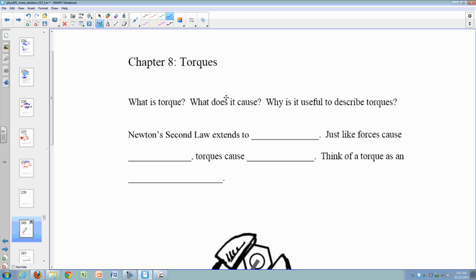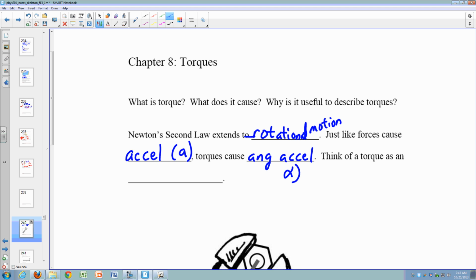And it's useful to describe torques because we'll apply all the stuff that we did with Newton's second law to torques as well, because Newton's second law extends to rotational motion. And so chapter 3, where we dealt with Newton's second law, will come up again in this chapter. Just like forces cause acceleration, torques cause angular acceleration. Remember, we call it acceleration A and angular acceleration alpha.